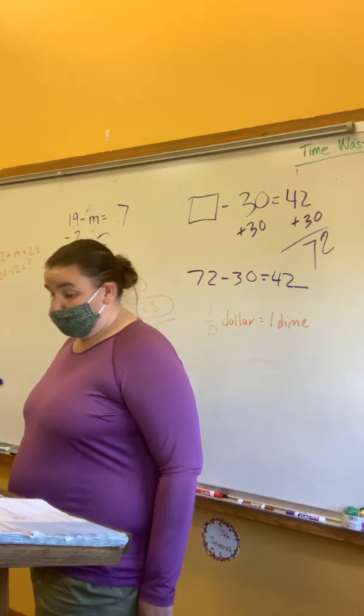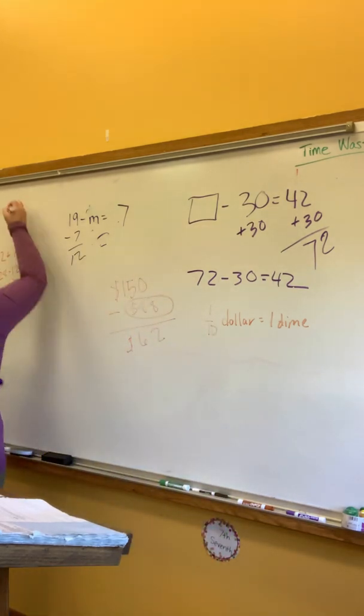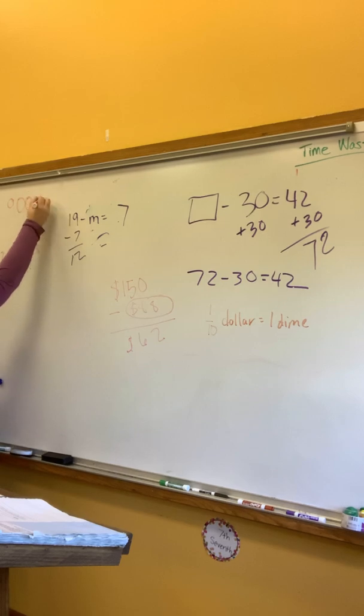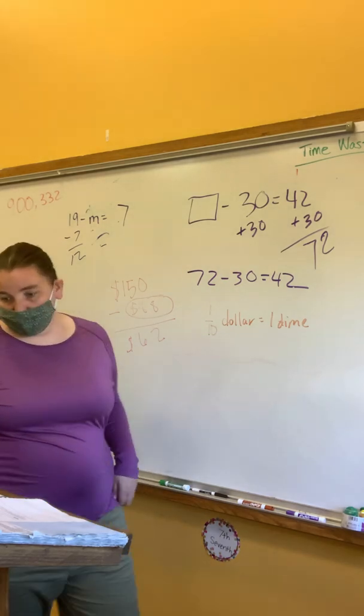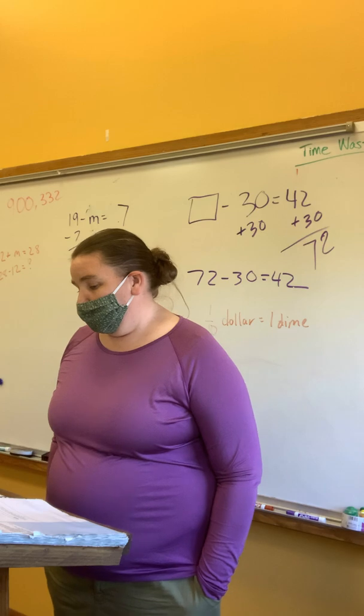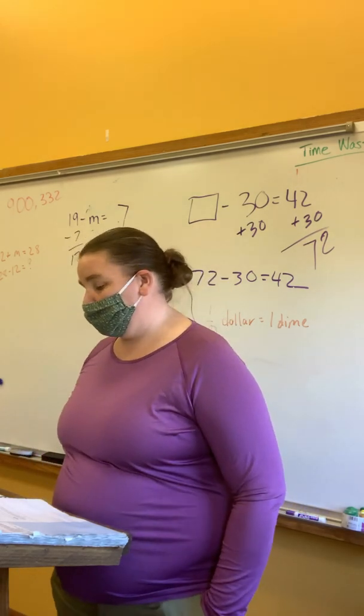900,332 using words or digits. 900,000, so that's 900,332. That's what I meant, in digits. I wrote it in digits on the board. It was in words. It said digits. I just didn't read the right words, sorry.